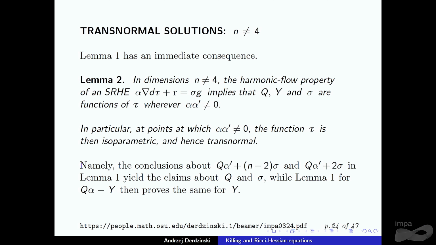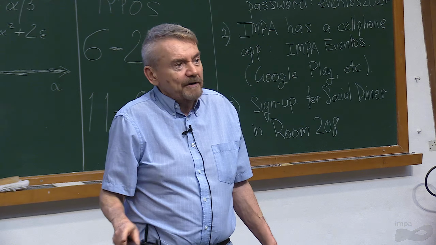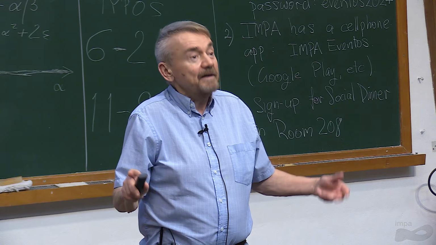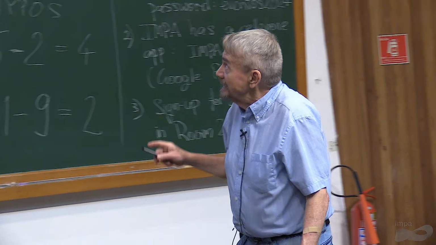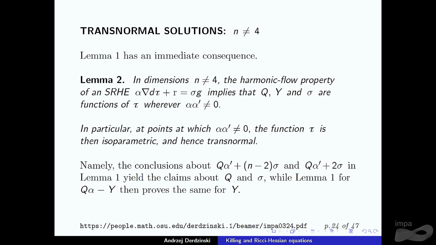Alpha was assumed not equal to 0 almost everywhere. Alpha prime not equal to 0 means we are excluding Kähler-Ricci solitons. In the non-Ricci soliton case, in real dimensions other than 4, transnormality follows, and that's one case where we get transnormality.